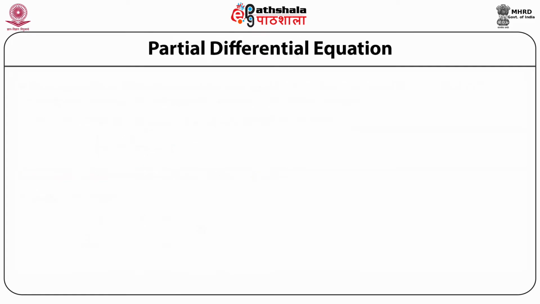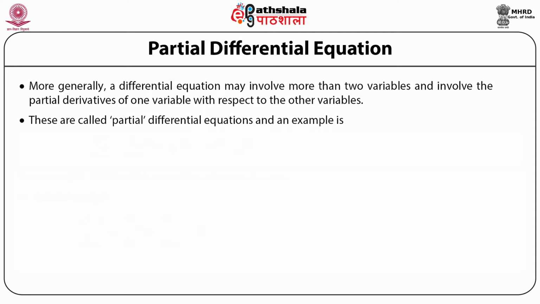We have defined ordinary differential equations. We also have partial differential equations. More generally, a differential equation may involve more than two variables. In the case of ordinary differential equations, there are two variables y and x, and any arbitrary relationship between the derivatives of y and x constitutes an ordinary differential equation. A partial differential equation involves partial derivatives of one variable with respect to the other variables. If that happens, such equations are called partial differential equations.